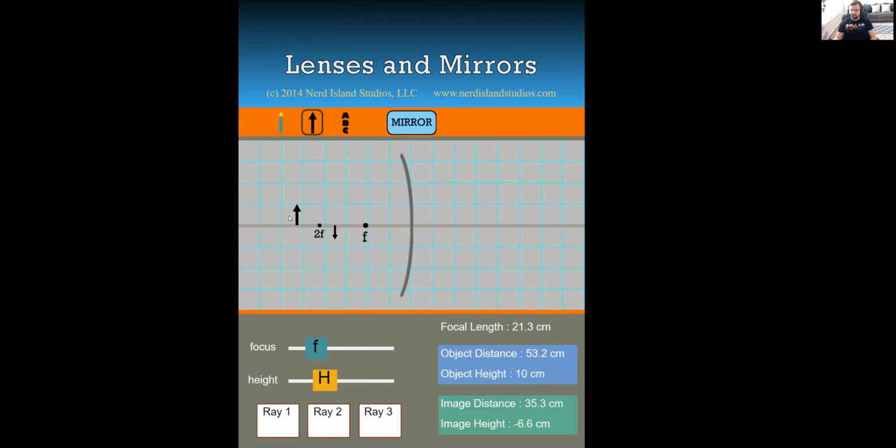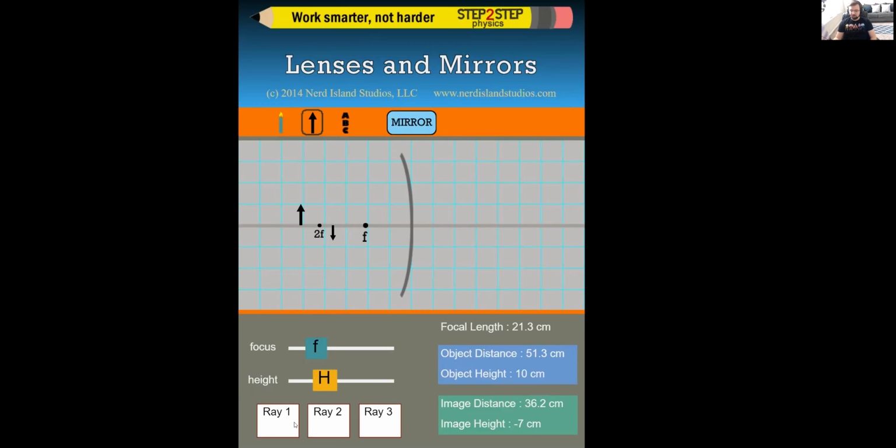This arrow right here, the big one that I'm dragging around, this is our object. So the object is going to have light rays that hit the object and then head towards the mirror. So we have our 3 light rays here that I'm going to turn on in a second. And this down here is the image. You see that other arrow right there? That is the image that's going to be produced by this mirror.